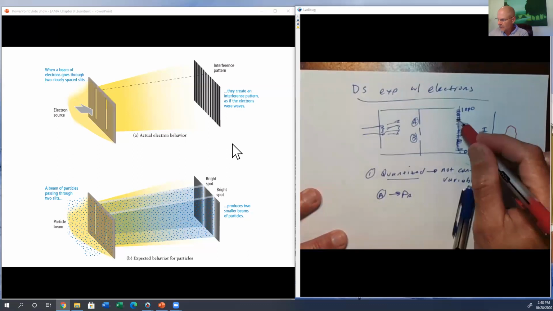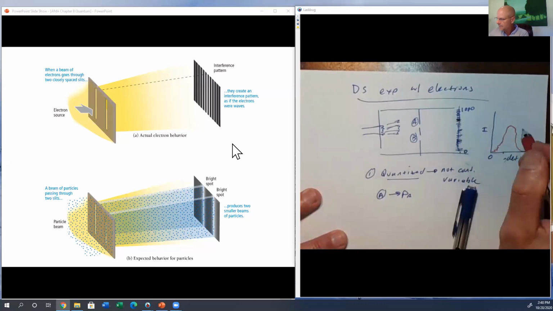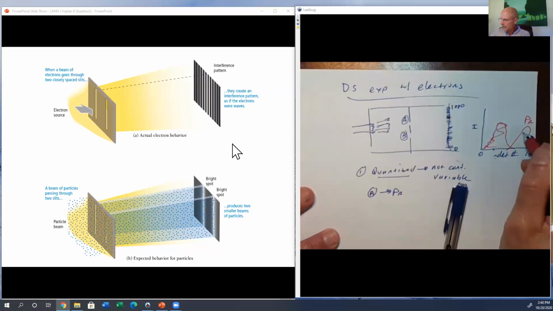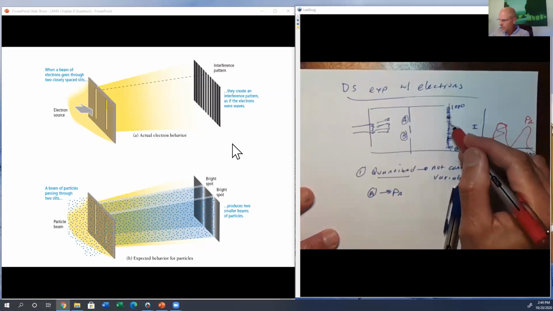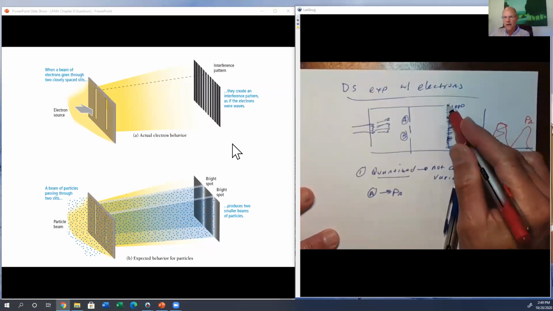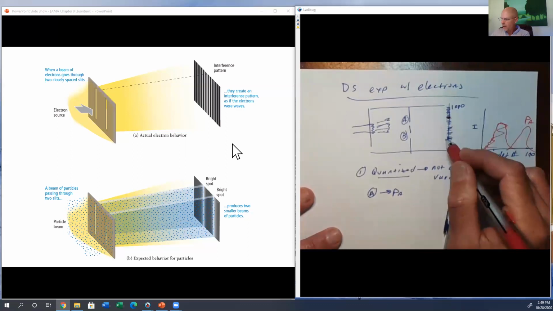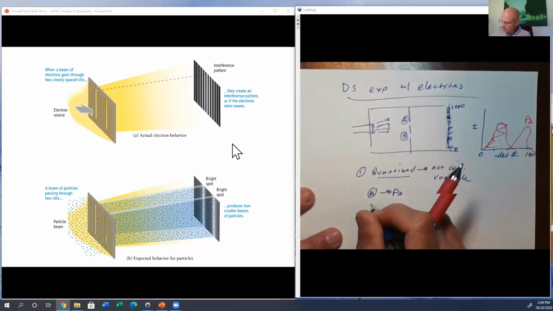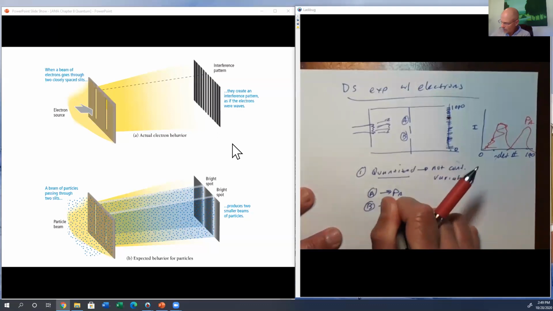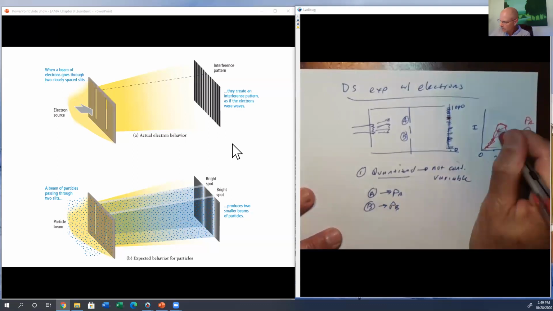Which means that this, oh, sorry, that's wrong. We'd get something like that, PA, right? We get a lot of clicks for this detector, fewer clicks as we go this way, fewer clicks as we move that way, all right? If we open hole B, we get PB. Here's PB.